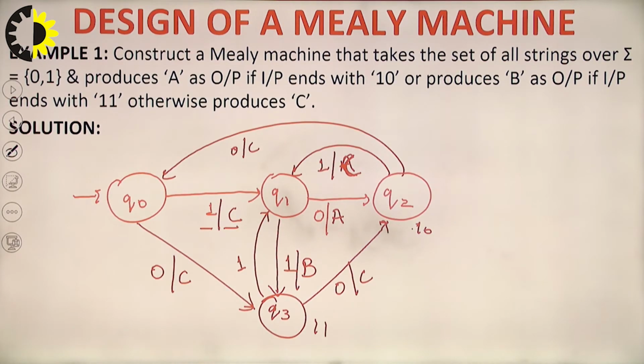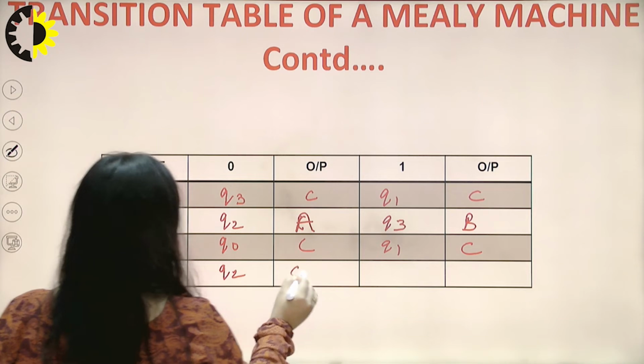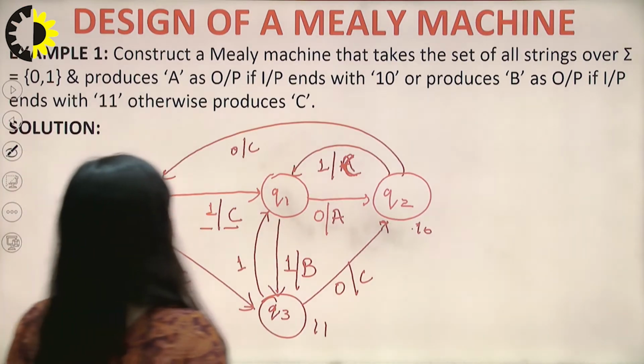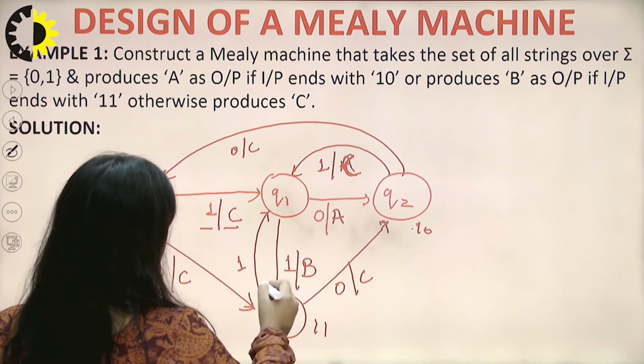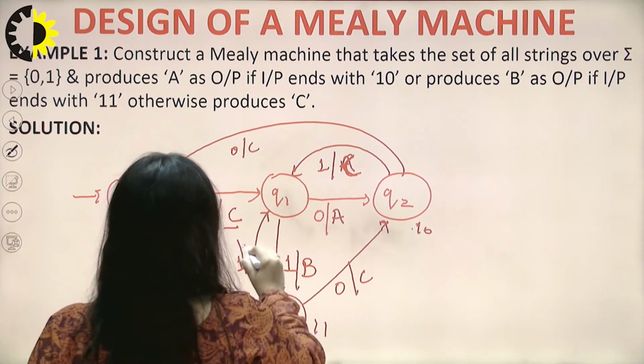What is Q3 returning? Q3 with 0 input takes Q2 and returns C. And then with 1, Q3 goes to Q1 and gives, what does it give? C.